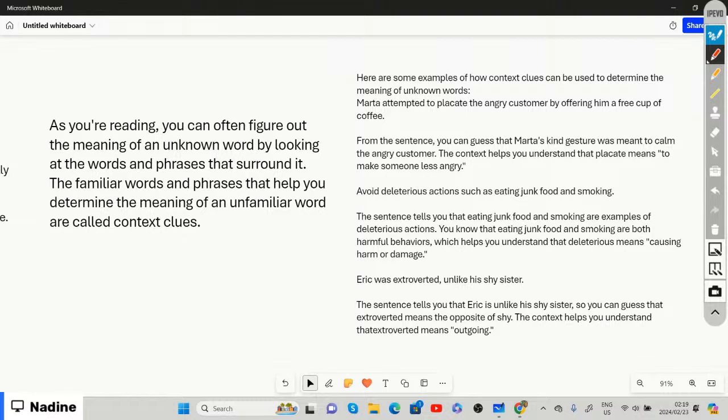And if we look at an example, right, of how context clues can be used to determine the meanings of unknown words, it says: Martha attempted to placate the angry customer by offering him a free cup of coffee.